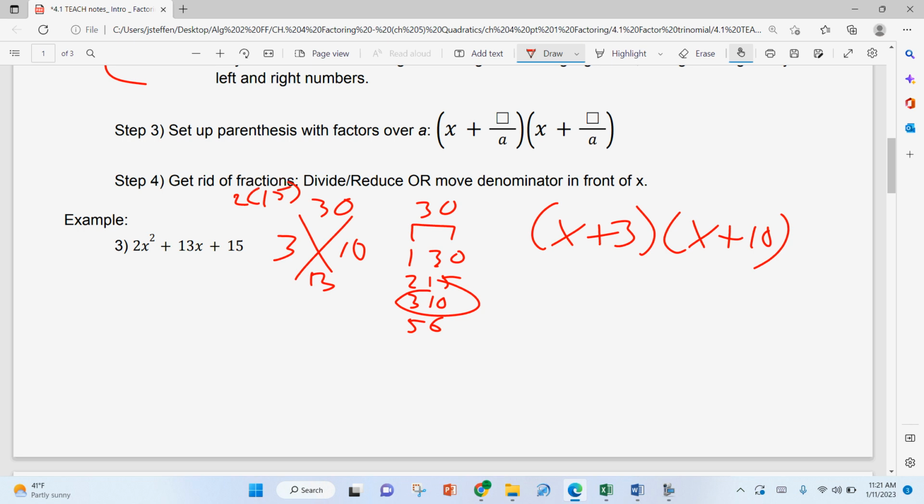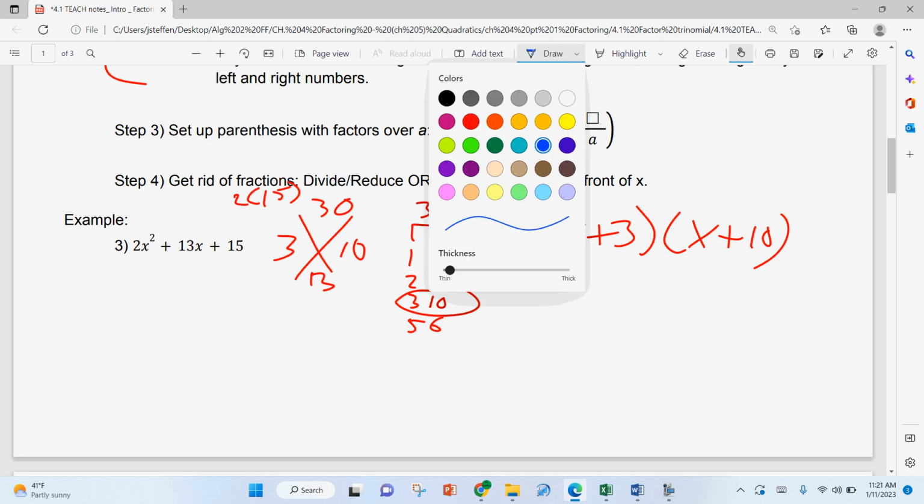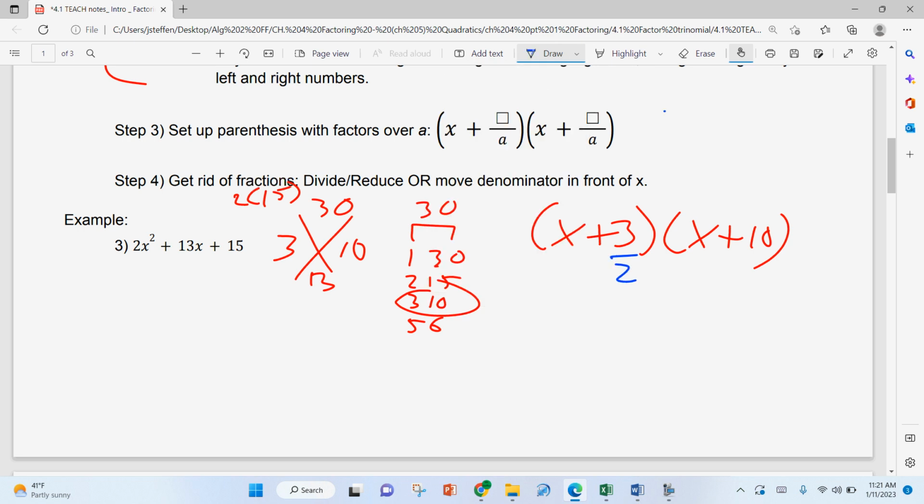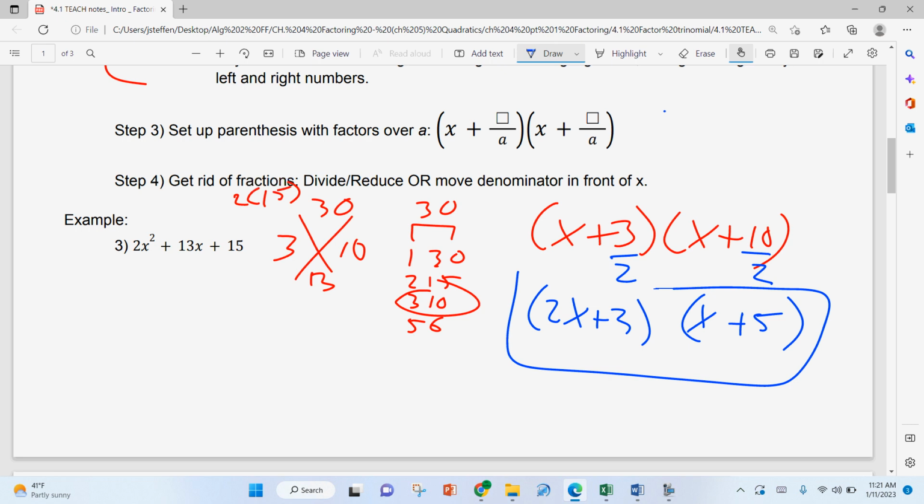So since we do have a number in front, we have to take that number, step 3, and divide both of them by that. If you can reduce, please do so. So 10 over 2 ends up being 5. If you can't reduce, you need to get that 2 up in front of your x. Get it out of the denominator, so you're putting it up in front of this x. So you end up with 2x plus 3. That then is your answer.